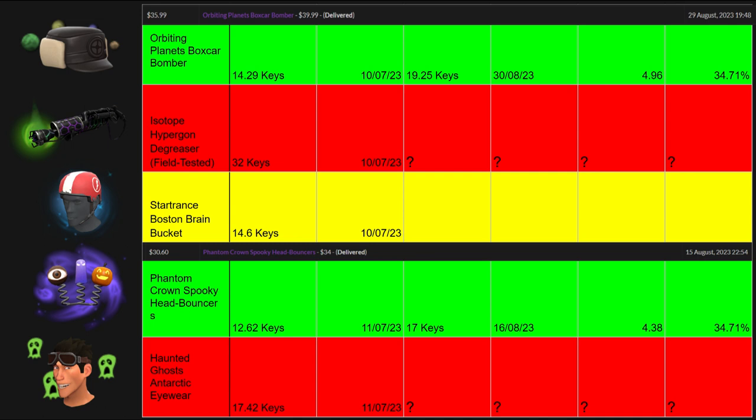Isotope Hypergon Degreaser Field Tested. Hypergon is a great warpaint to have in unusual, but looking back, 32 keys is too much to pay. I also have no idea what happened to this degreaser.